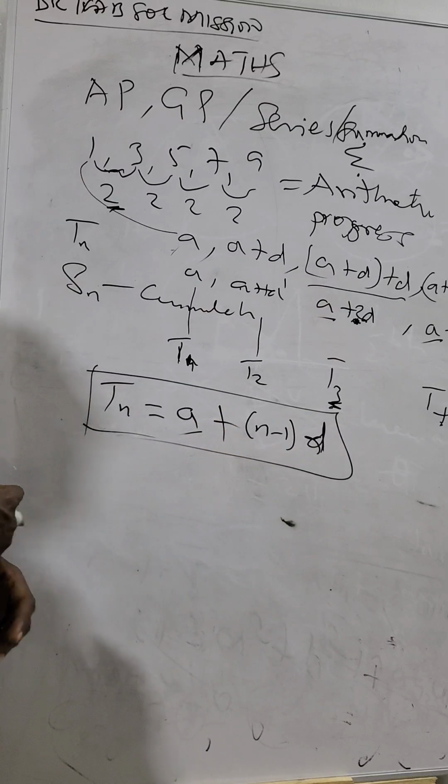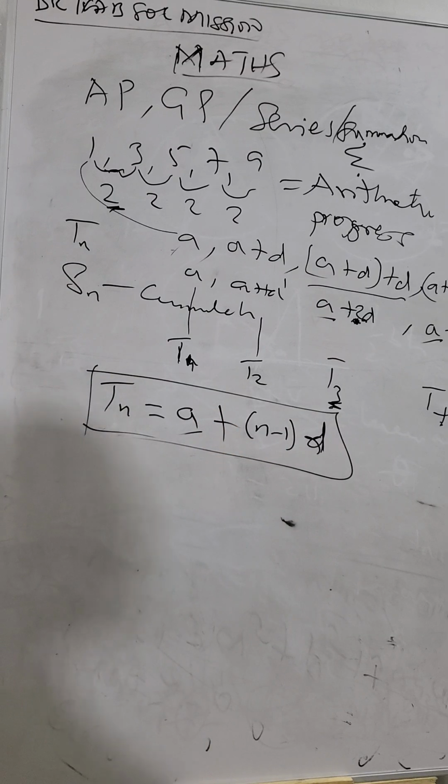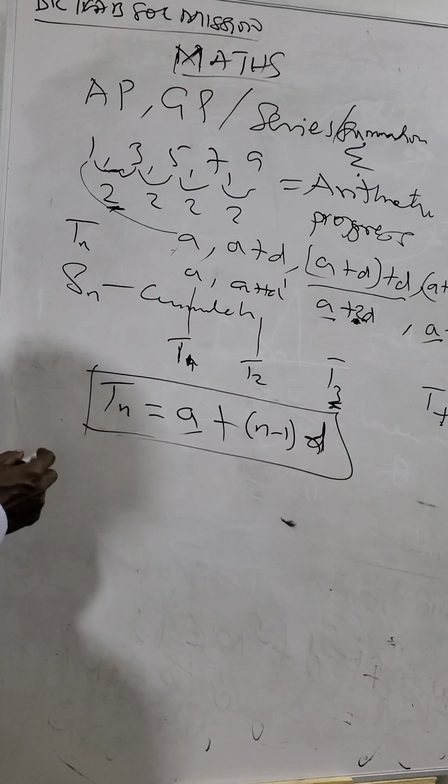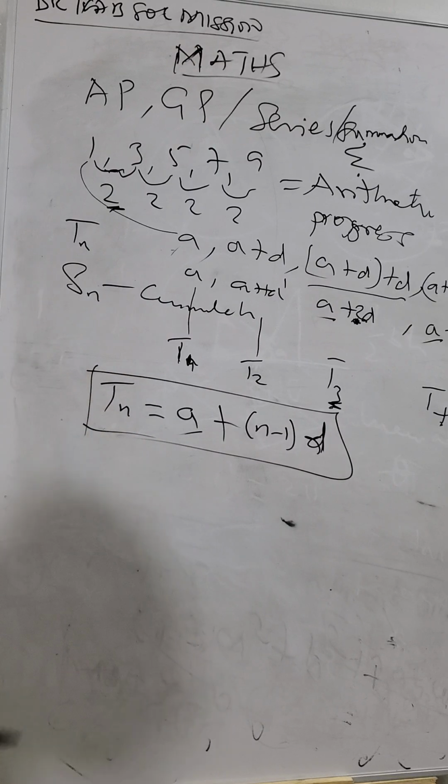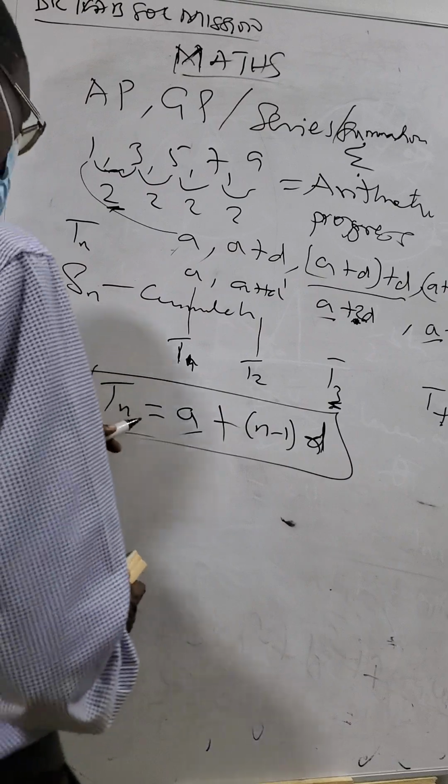Good. Now, let's look at a certain progression or a certain number. So that's the formula. We can keep this formula.